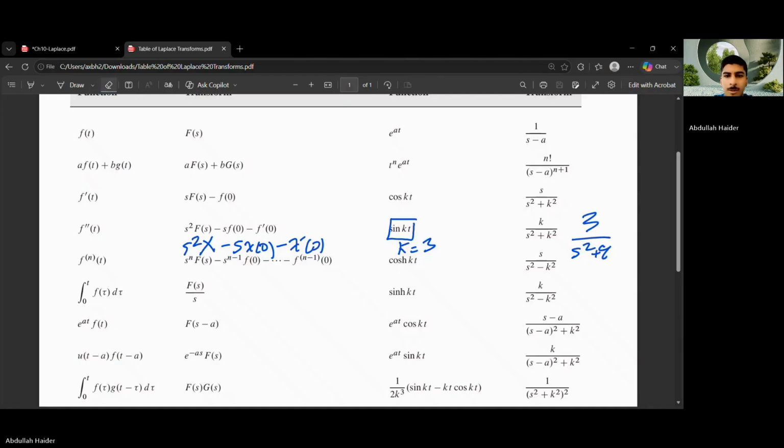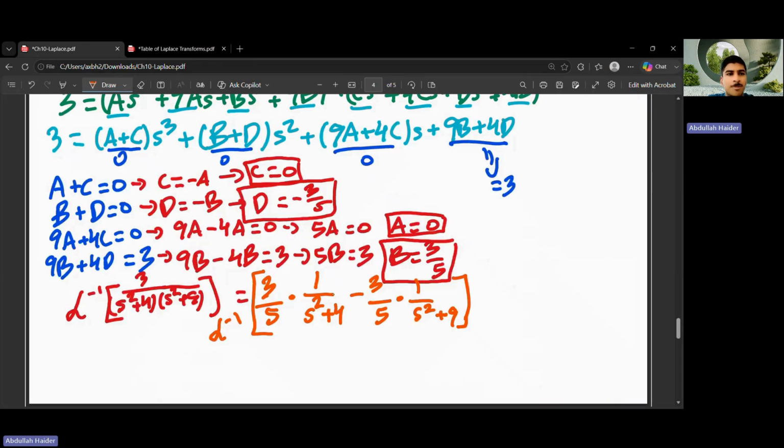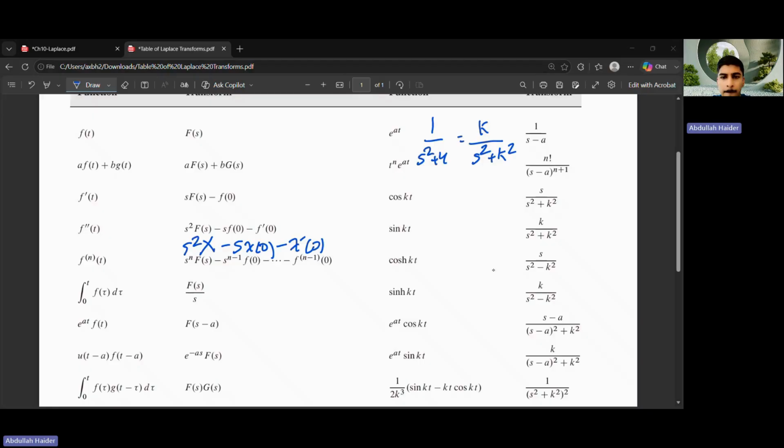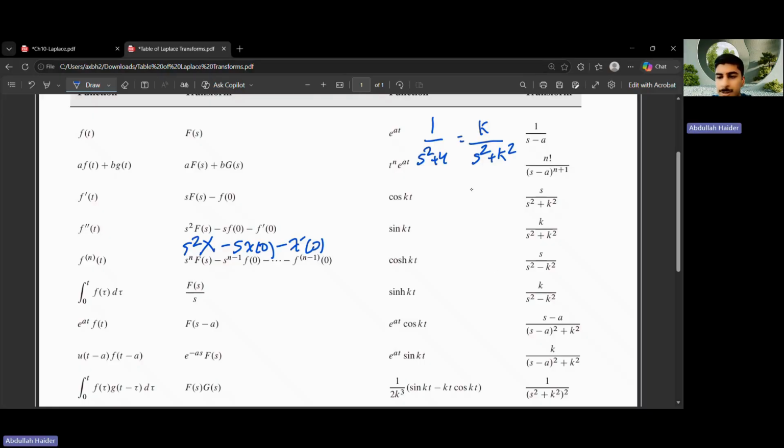Let me first clear this. So s squared plus 4: 1 over s squared plus k squared means, if you have 1 over s squared plus 4, you have k over s squared plus k squared. So in this case, our k is 2. We're dealing with sine kt.